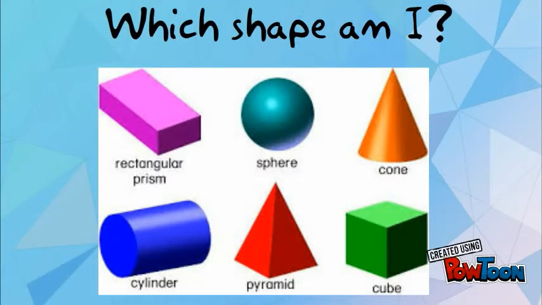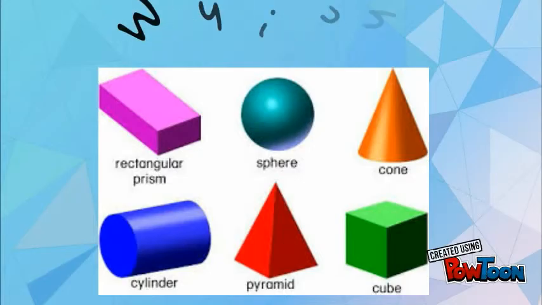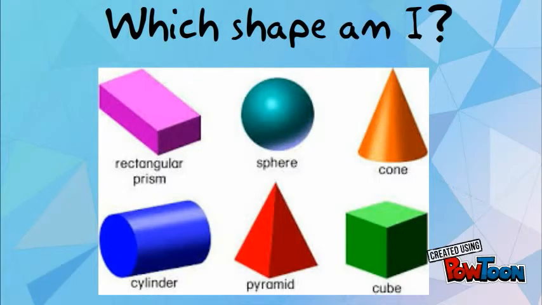So, now that we know some about shapes, see if you can guess which shape I am. I am a shape that has two faces, no corners, and no edges. I am a cylinder. Let's try one more time. I am a shape that has one face, no edges, and one corner. Which shape am I? I'm a cone. And if you got that right, pat yourself on the back.